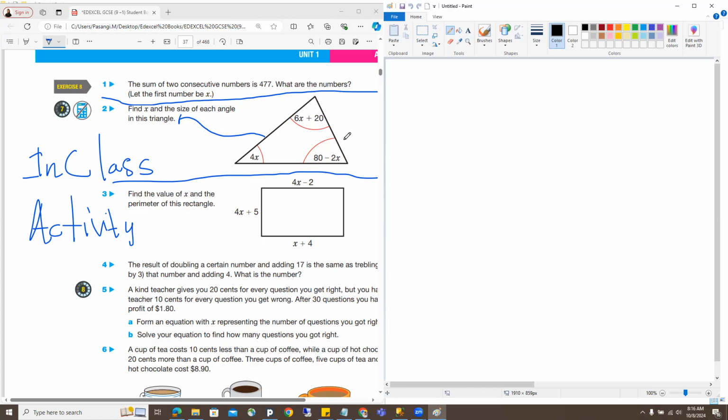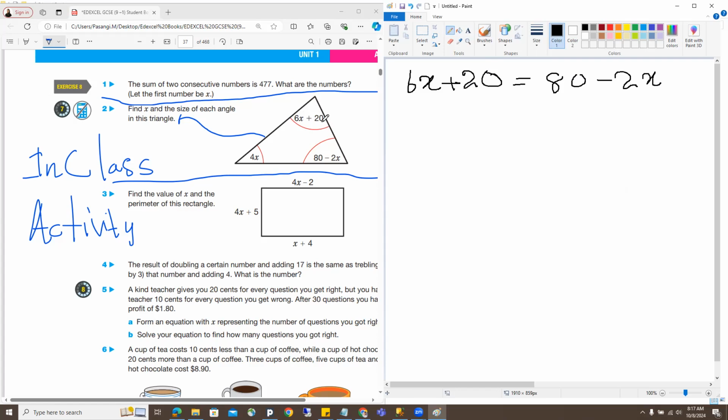Find x and the size of each angle in this triangle. So what did you do? You just equalized these two angles, right? Yes, 6x plus 20, you made it equal to 80 minus 2x. Correct? But it is not correct because they haven't mentioned that this triangle is an isosceles triangle, or given us any fact that these two angles are equal.